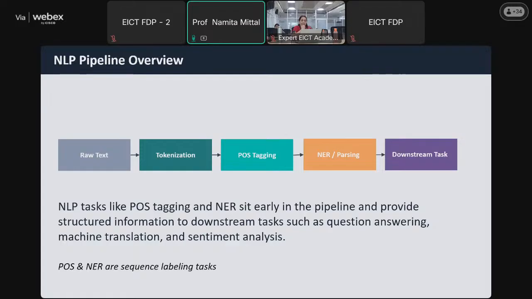This is the NLP pipeline overview. First, we start from raw text, and it is pre-processed, with tokenization. Then the part of speech comes into the picture. Is it a noun? Is it a verb? Is it a gerund? Is it something else? Many part of speech tags are possible. We'll have a look at it. Then we do parsing and named entity recognition, and then ultimately we reach the conclusion, either it is a classification problem or any other problem. So we'll reach the task, right? Part of speech and NER are sequence labeling tasks. That is what we are learning in today's session.